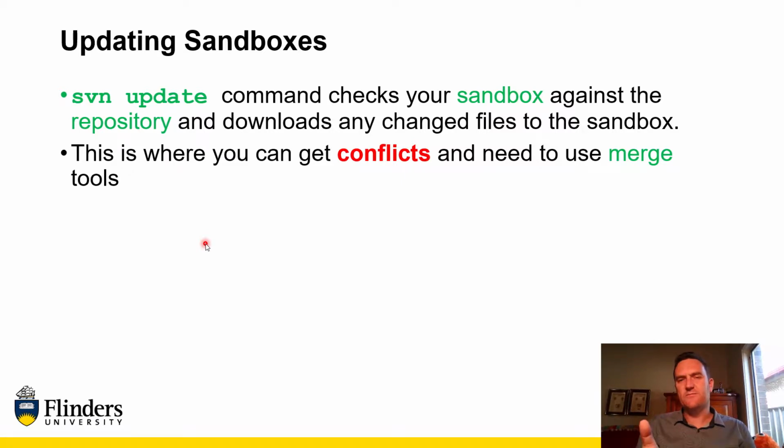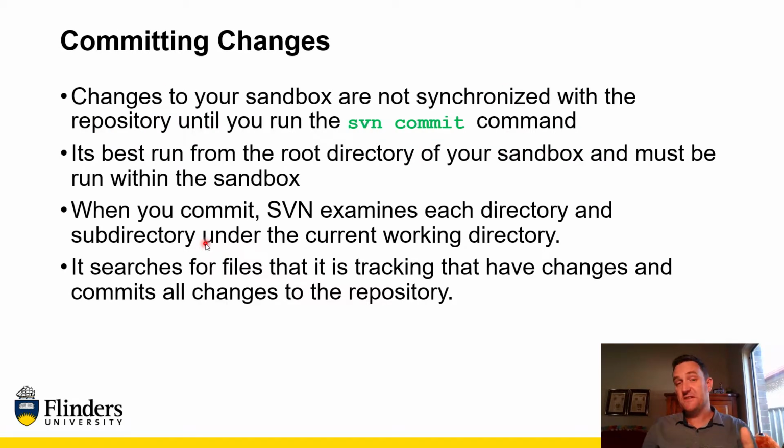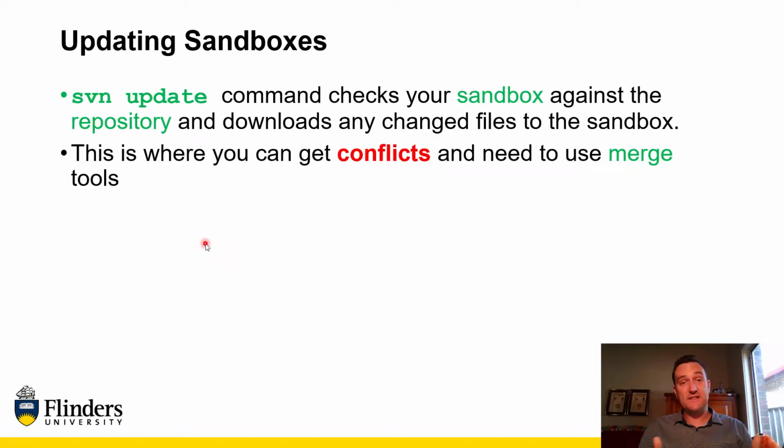So we've got update as well, right? We can do an update, but the repository has the information. So the two things we can do are commit and update. And when you do an update, this is where you might get conflicts, and then you need to use merge tools to do this.